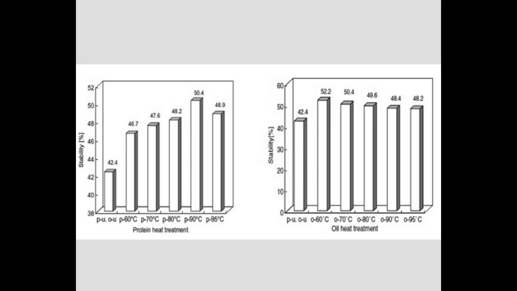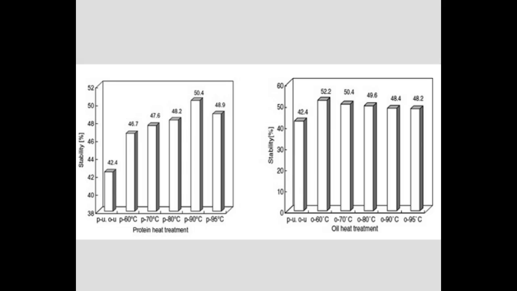So here we've got two histograms. This is actually from a published peer-reviewed article that I found last week. I was doing some research on milk protein concentrate and solubility, and I found these graphs, and I said this is perfect to show to the class, because if you look at the difference between protein heat treatment on the left and oil heat treatment on the right, they're trying to increase the solubility of milk protein concentrate powders. Now, the bar on the far left on each graph, the PU/OU, that's the control. Everything else is some kind of treatment.